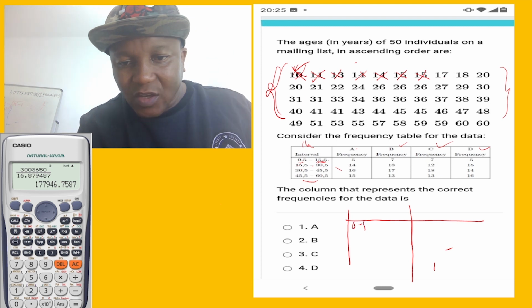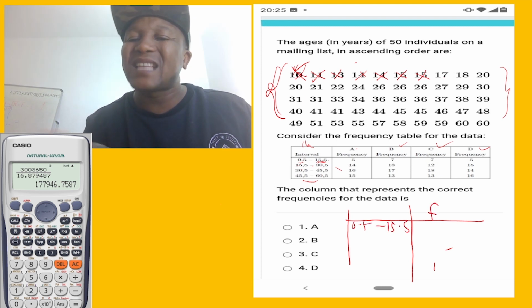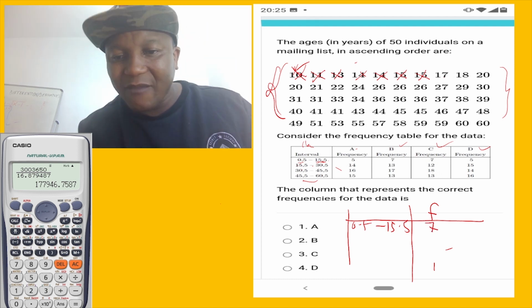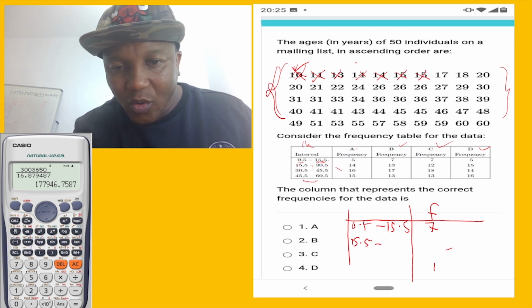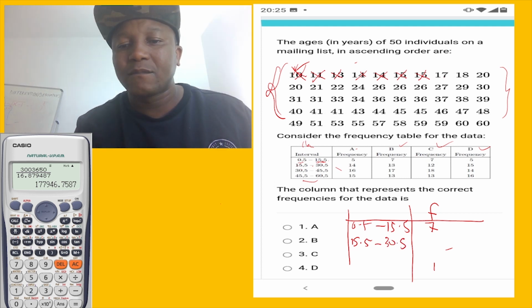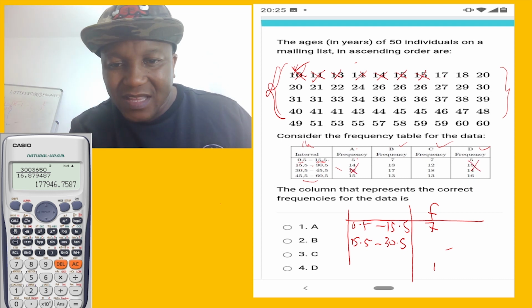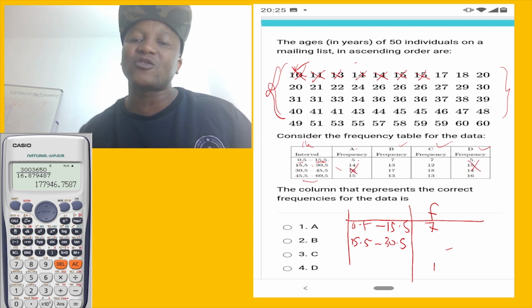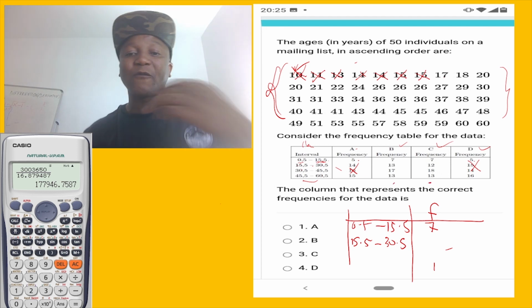From 0.5 to 15.5, the frequency, meaning how many there, is 7. Now we go from 15.5 to 30.5. Just quickly by looking, this cannot be the answer and this cannot be the answer, because they say it's 5 and this is 5, and 5 is not true. So it can be this one or that one if you have to pick an option. But for us, let's learn.